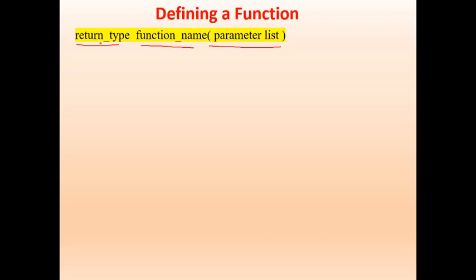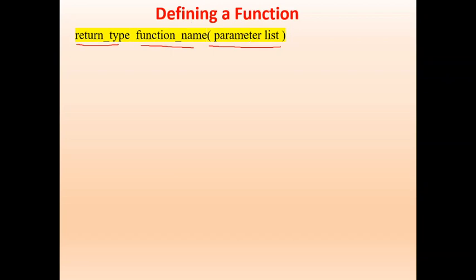Return type may be an integer, float, char, any basic data type. If you have not specified any return type, it will be considered as int, not void. If your function is not returning anything, you should write void. For the function name, whatever rules we follow for variable names, the same rules we use for function names. Then open bracket, parameters. Parameters are also optional; without parameters you can also write.